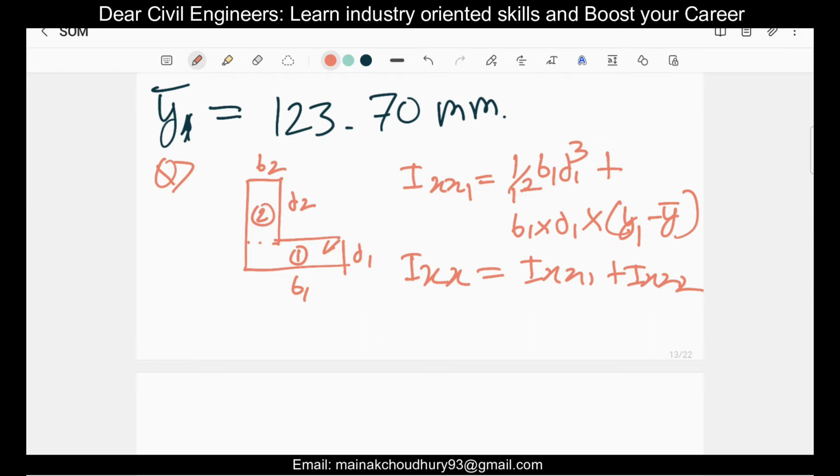1 by 12 bd cube is for the rectangle, and then b into d into y minus y bar. Similarly, when we take Iyy1, then the b and d will get changed, right? The b will become d and the d will become b. So like this you can remember it very easily. If you just do one numerical, then all the doubts you are having at this point will be clear for the moment of inertia, and the unit is length to the power 4, that is, meter to the power 4 or mm to the power 4, right?